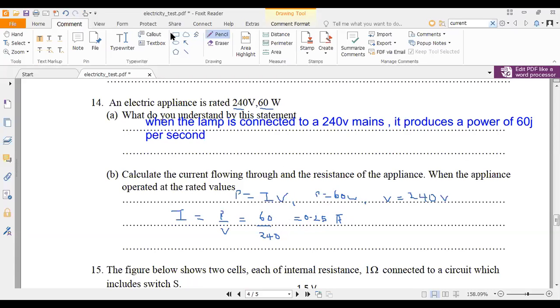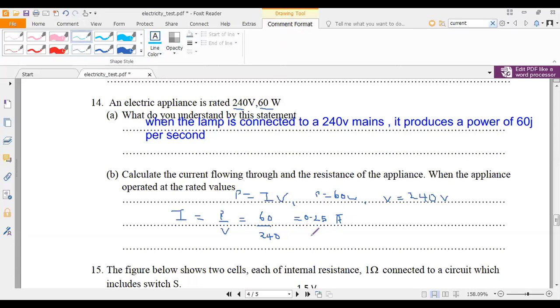So you can still go ahead and calculate the resistance. For resistance, we shall use V equals IR. And we already have V and we already have I. So meaning that R will be given by V divided by I. And this will be 240 divided by I, which is 0.25. And then you get the answer for the resistance. So we get 240 divided by 0.25 and get the answer in ohms.